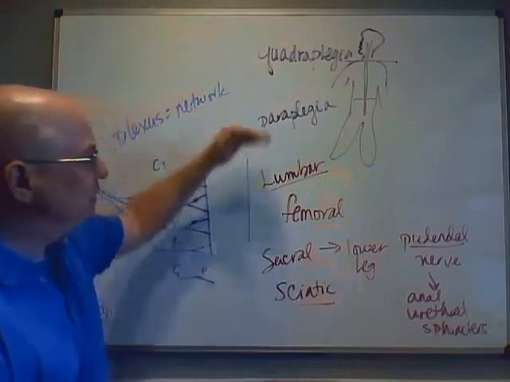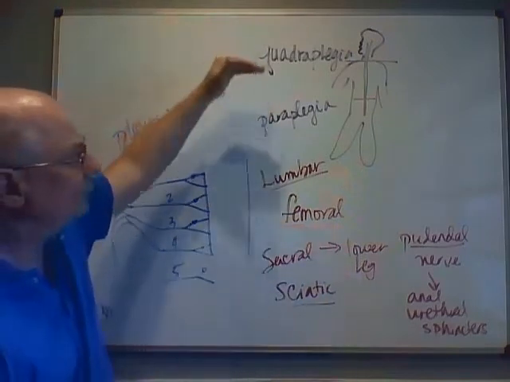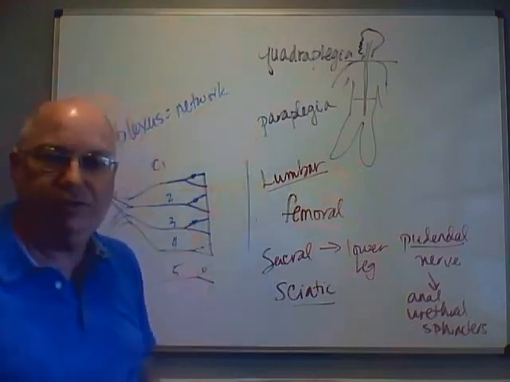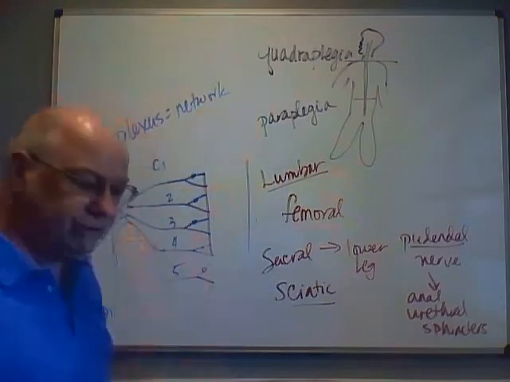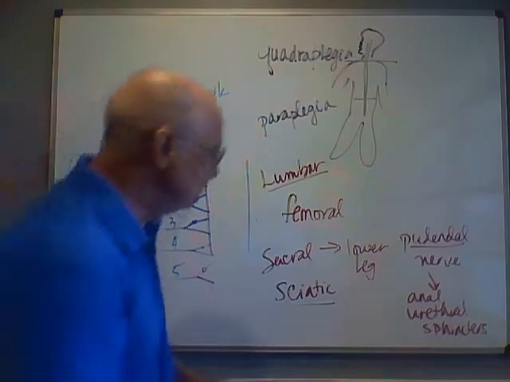But usually when we say paraplegic, you've cut off communication to the lower limbs. Quadriplegic means you've cut off communication to all four limbs. Finally, reflexes. So let's get to the reflexes.